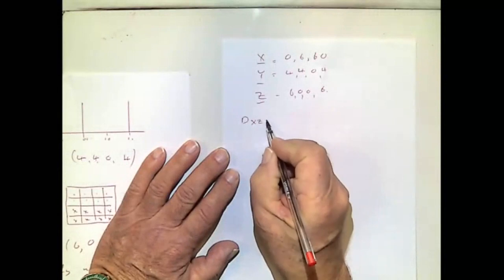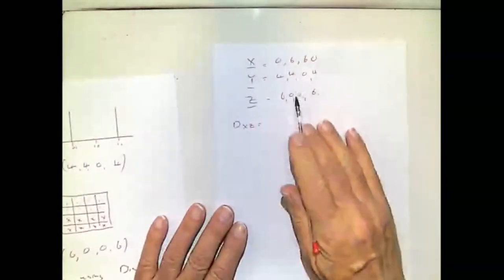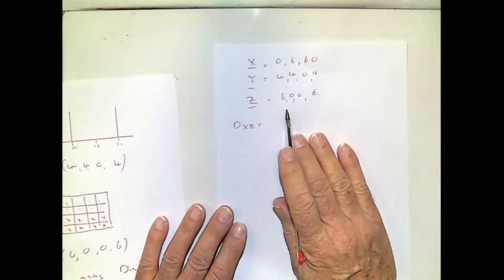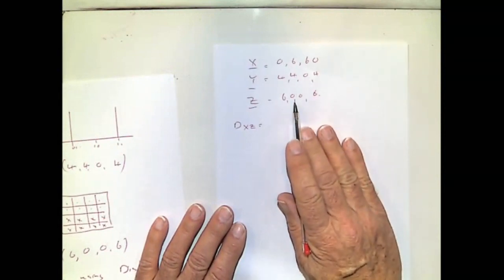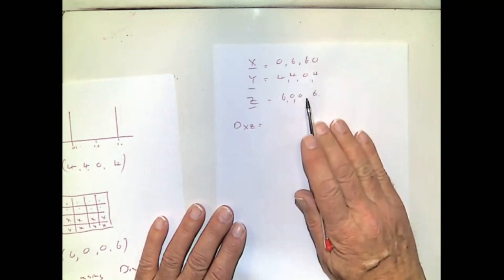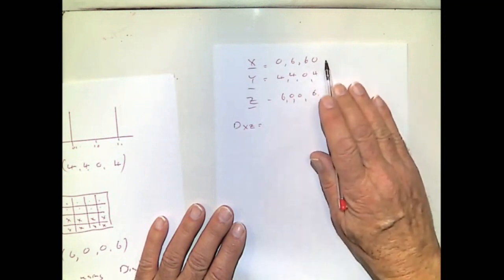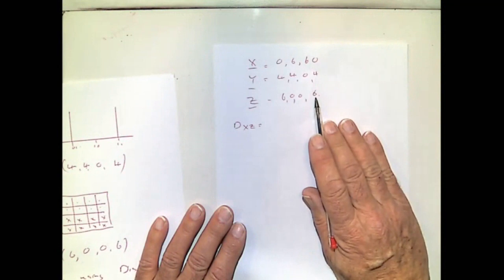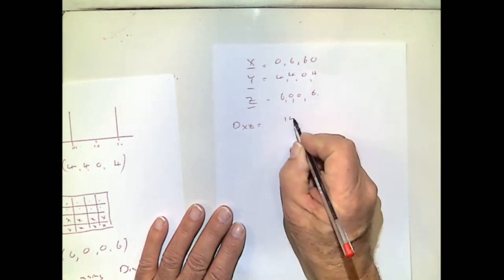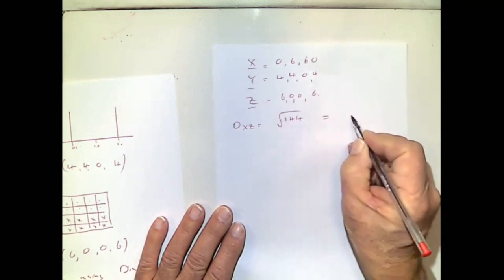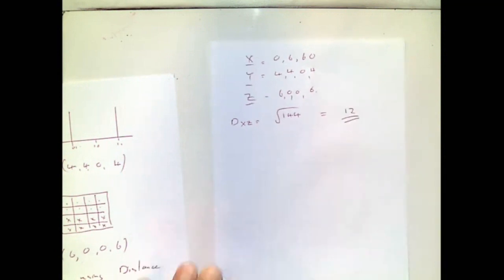So d xz is going to be 0 minus 6 is minus 6 squared, plus 6 minus 0 is 6 squared, plus 6 minus 0 is 6 squared, plus 0 minus 6 is going to be 6 squared as well. 6 squared is 36, I've got 4 of them, 36, 72. It is going to be 144, and it's square rooted. It's going to be a distance of 12. Agreed? Anybody lost on that one? It might be an exam question.